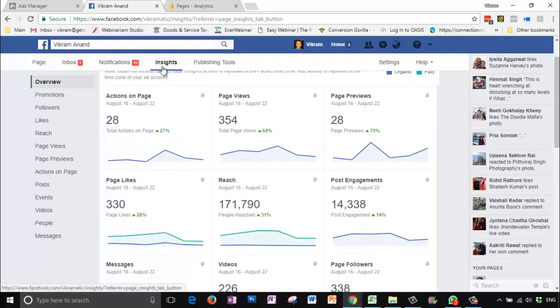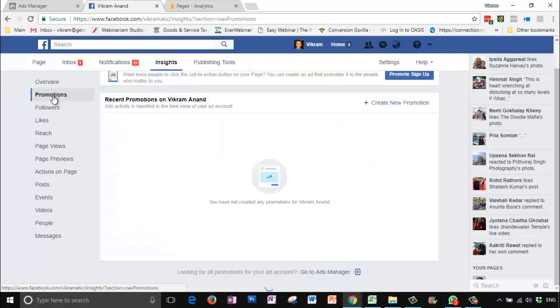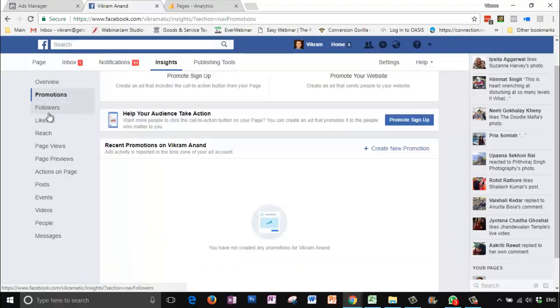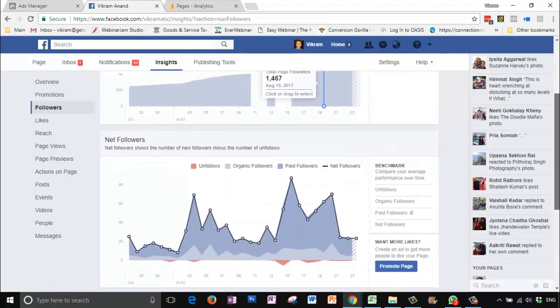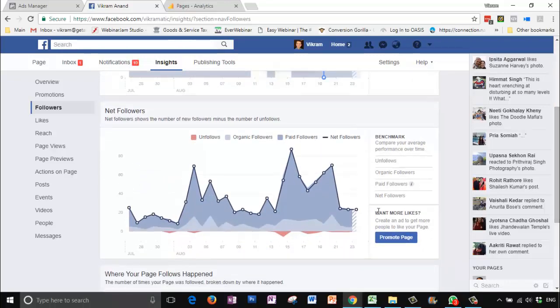So you go to Insights, click it, you can look at an overview, and then it's time to really go deep and look at, for example, promotions. There's nothing on promotions right now, I haven't created a promotion. Let me look at my followers. This is how my page followers have been building up over the last 2 months. And if I look at my net followers coming in, this dark blue is basically my paid data, my paid followers, in the sense they came in because I have advertising going on.